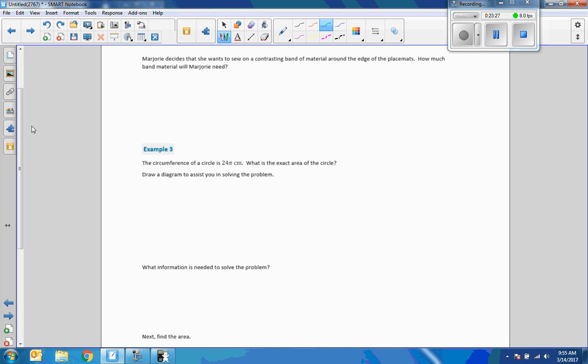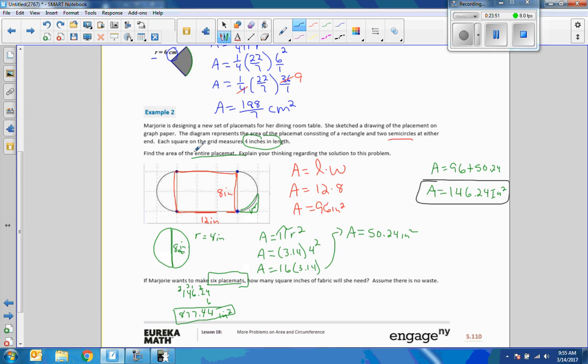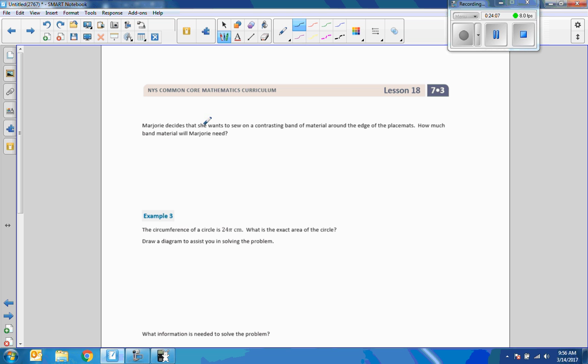Okay, Marjorie decided that she wants to sew on a contrasting band of material around the edge of the placemats. How much band material will Marjorie need? Okay, well what you need to understand here is that it is a perimeter question. So in other words, if I go back here on her placemat, she wants to do a band around her placemat like this. That's what they're talking about, just a band going around like a border. So that's the perimeter.